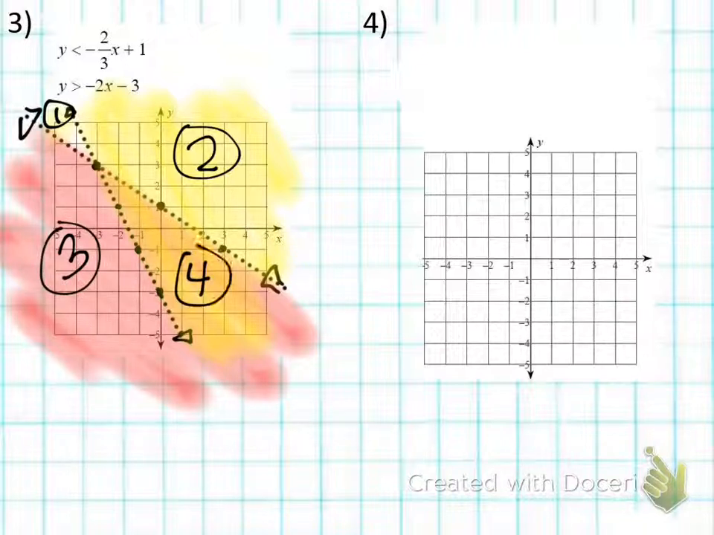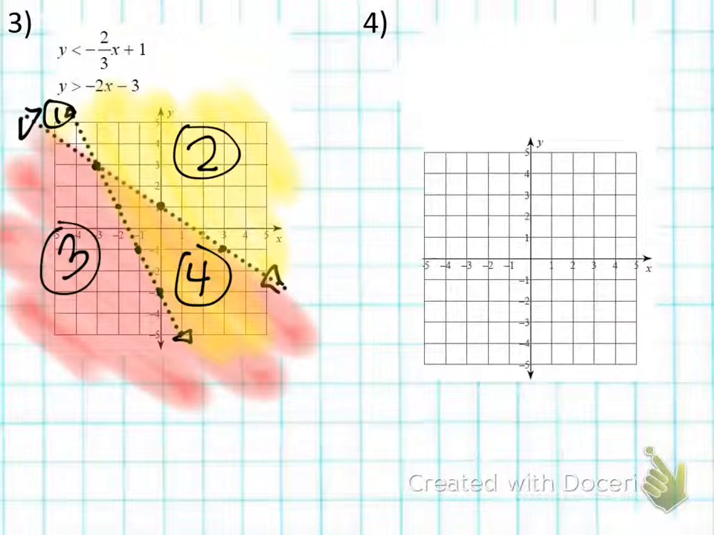Turn to your neighbor, tell them what region the solution is in, or solutions are in. Okay? Go. What region are the solutions in? Okay? What do you think? Raise your hand with your answer. 1, 2, 3, or 4. Okay, good. The answer is 4.